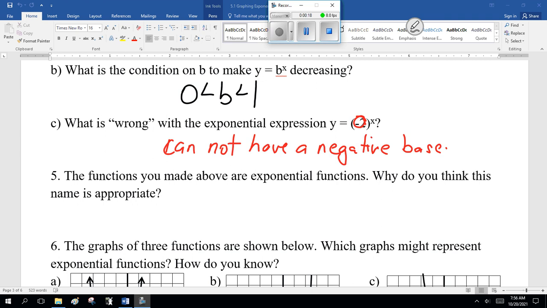Question 5. The functions you made above are exponential functions. Why do you think this name is appropriate?